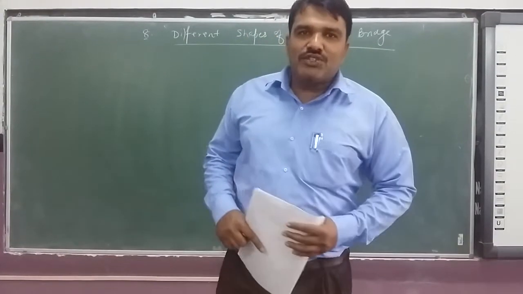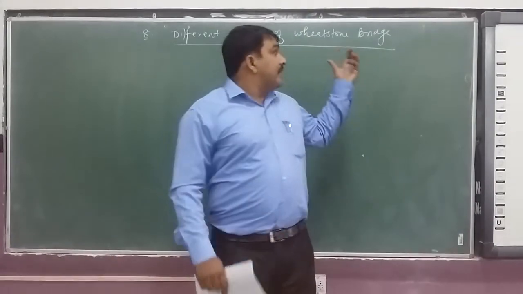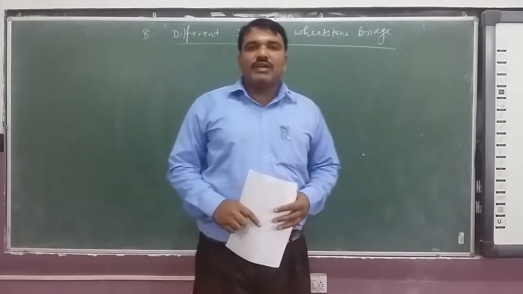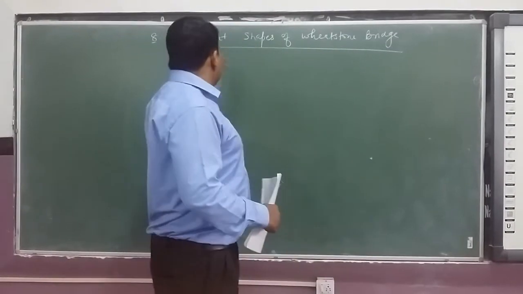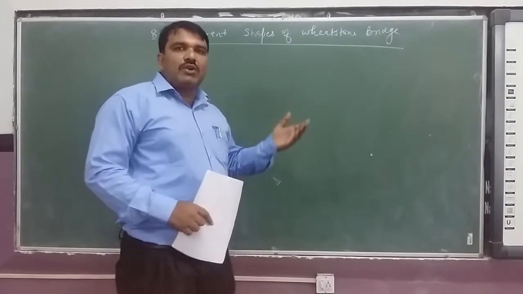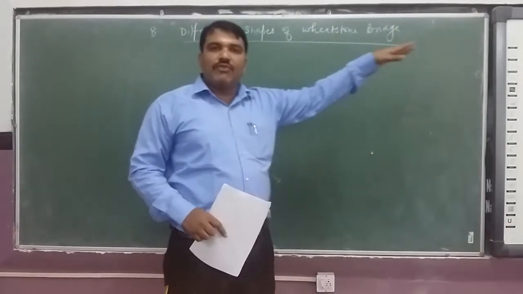Friends, in this diagram video series of 12th class physics, I will let you draw the diagrams of the second unit of 12th class physics, that is current electricity. In this series, we will draw the first diagram, that is diagram number 8. We have already drawn 7 diagrams in unit 1. Now diagram number 8, that is different shapes of Wheatstone bridge.